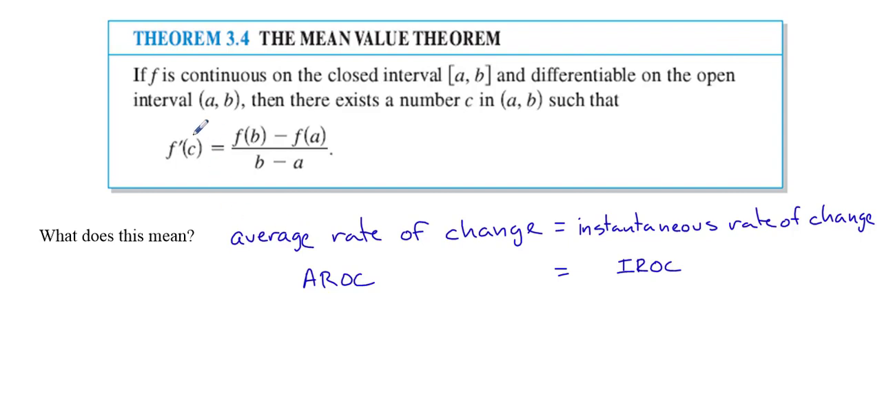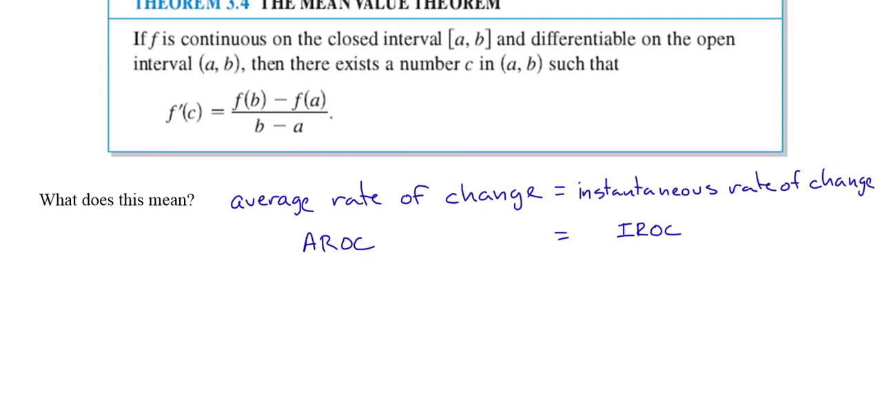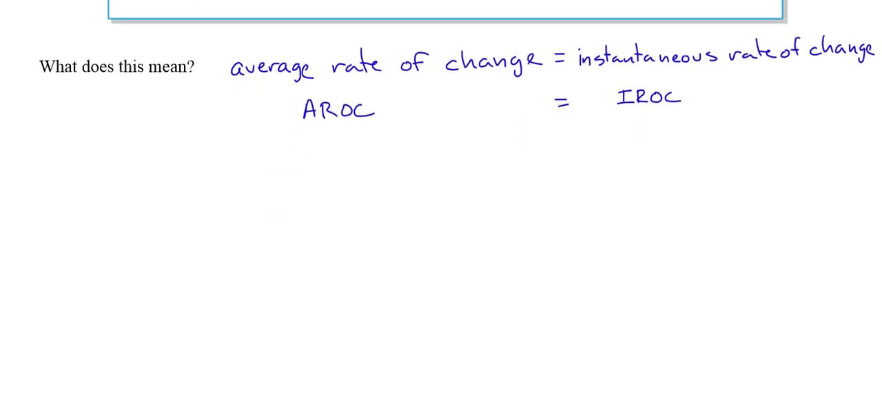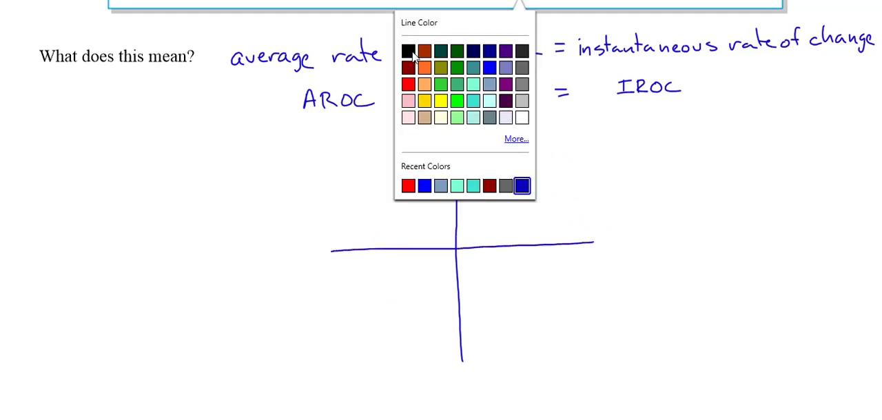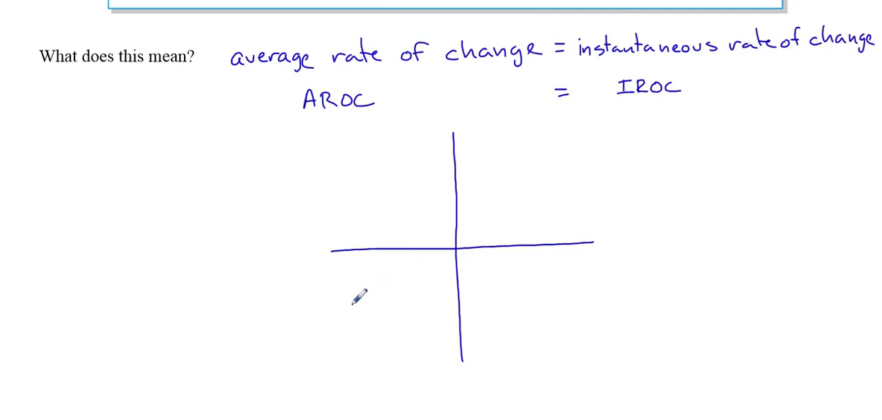It says that on a function that is continuous on a closed interval and differentiable on an open interval, there exists some value c such that the average rate of change equals the instantaneous rate of change. All right. So mean value theorem, AROC equals IROC. What does that look like, guys? Well, let's draw a graph, since we've done that quite a bit. How would that look?